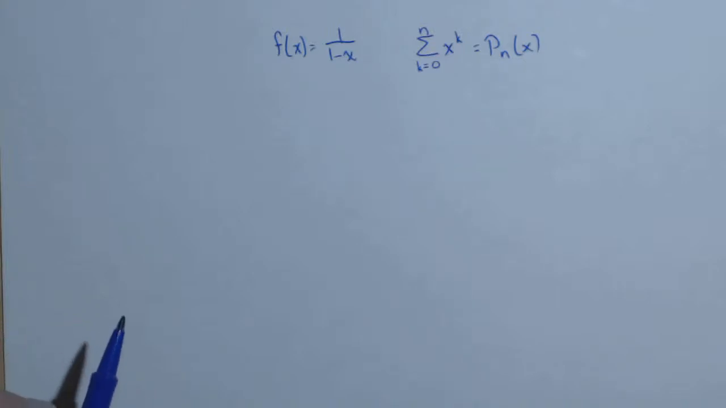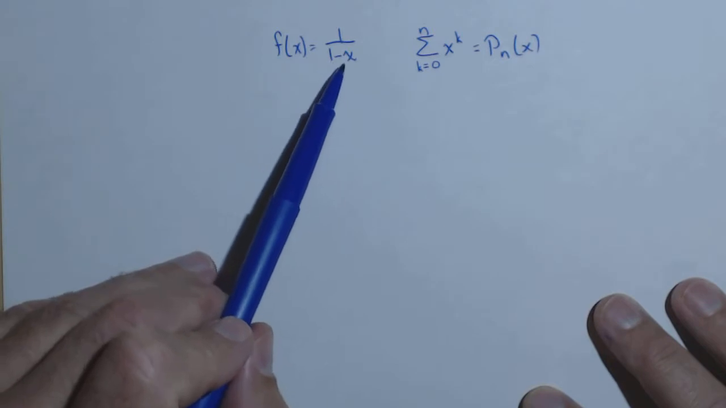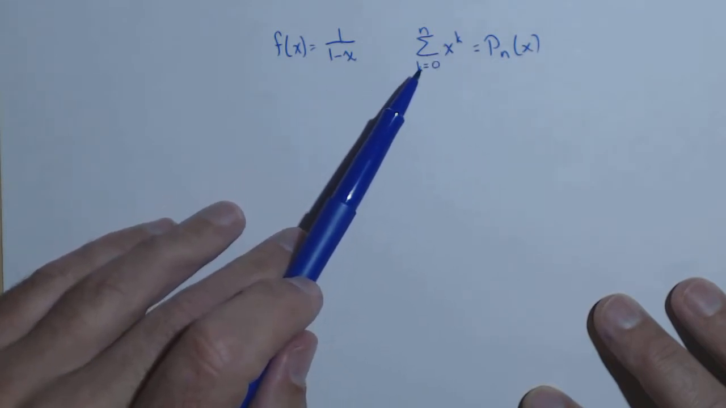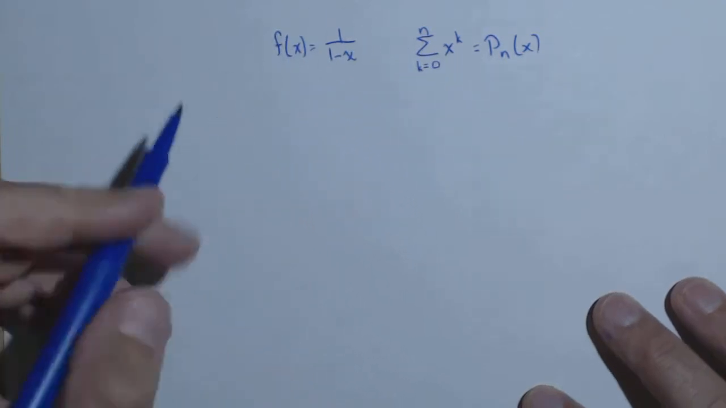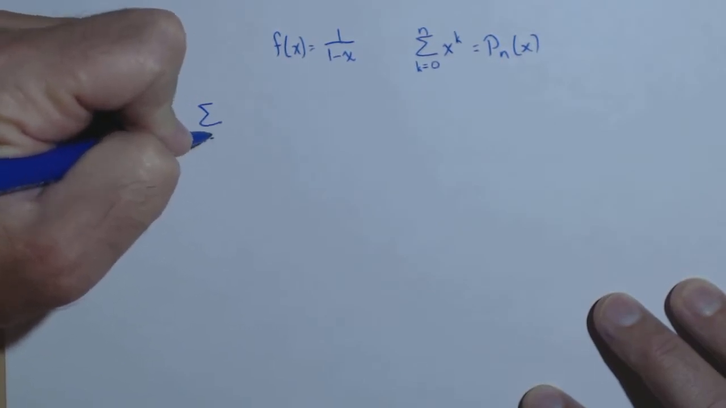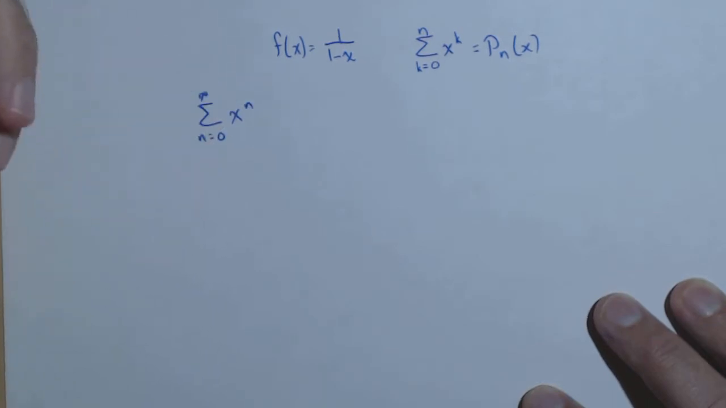In this video, we're going to use the ratio test to determine the interval of convergence for the Taylor series of 1 over 1 minus x. The nth degree Taylor polynomial for this function is the sum from k equals 0 to n of x to the k. So its Taylor series is the sum from n equals 0 to infinity of x to the n. We can use n or whichever letter we want.